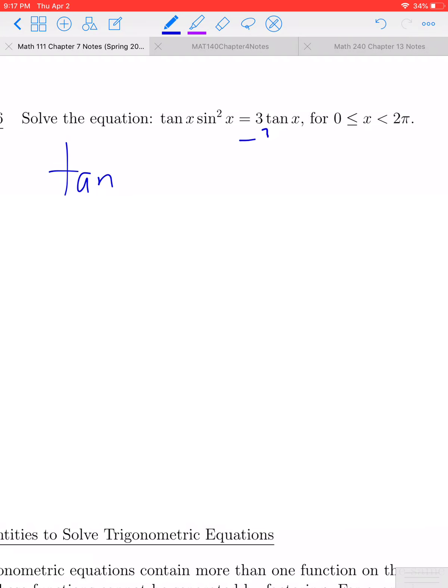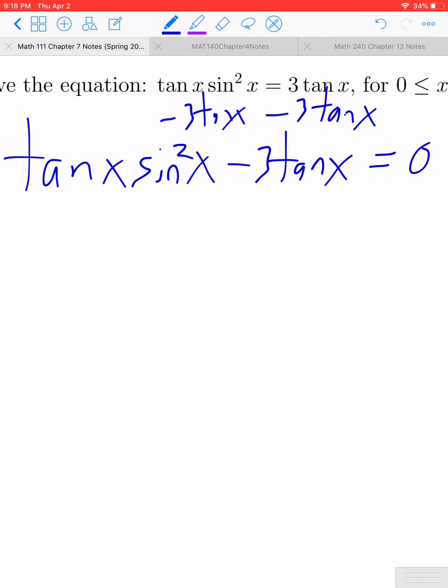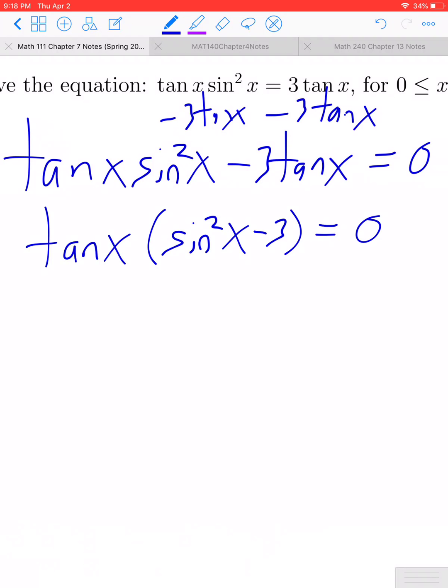Here I'm going to subtract the 3 tangent of x from both sides. And that should produce the following. We're going to have tangent x sine squared x minus 3 tangent of x equals 0. And now we can pull out the common factor of tangent of x. So we have the tangent of x times sine squared x minus 3 equals 0. So we have the left-hand side factored, set equal to 0.